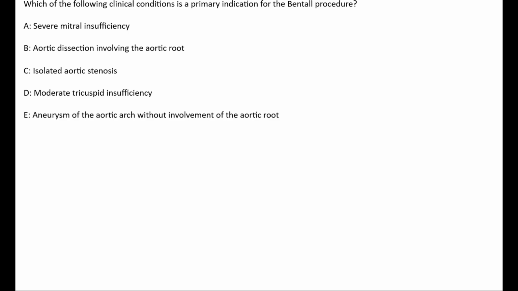Alright, so now we're going to have two sample questions, one easy and another one a bit more difficult. Let's start with the first one. Which of the following critical conditions is a primary indication for the Bentall procedure? A. Severe mitral insufficiency. You might want to stop the video because I'm going to explain them as I go. So A would not be correct because while this is a serious condition, mitral insufficiency does not require the Bentall procedure, which is more specific to the aortic root and the aortic valve.